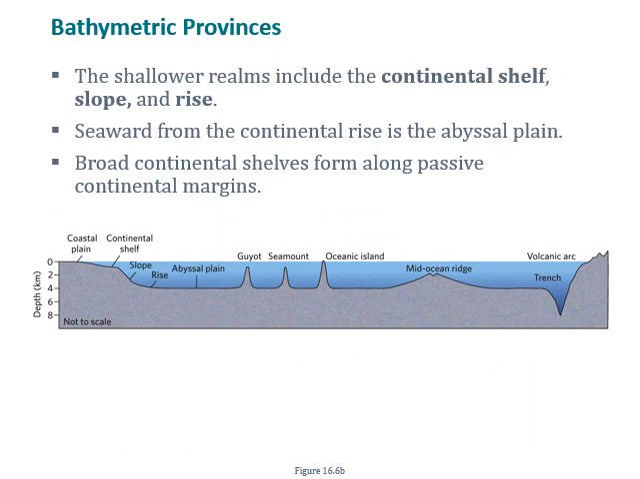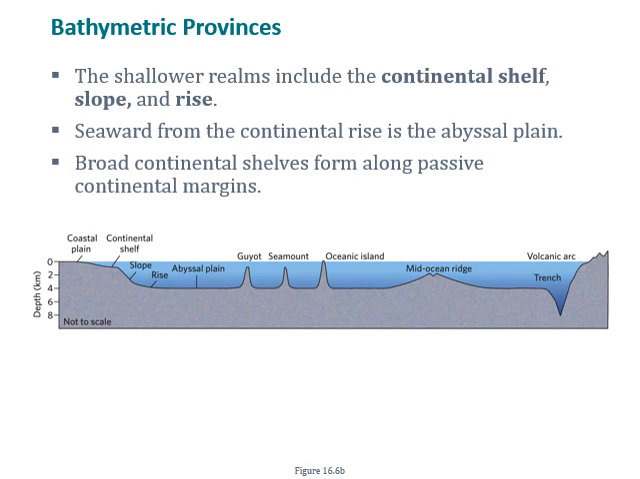We can describe ocean bathymetry through bathymetric provinces. The shallower realms include the continental shelf, slope, and rise, whereas seaward from the continental rise is the abyssal plain. Broad continental shelves form along continental margins, so this would be the case in the Gulf of Mexico and in the eastern U.S.